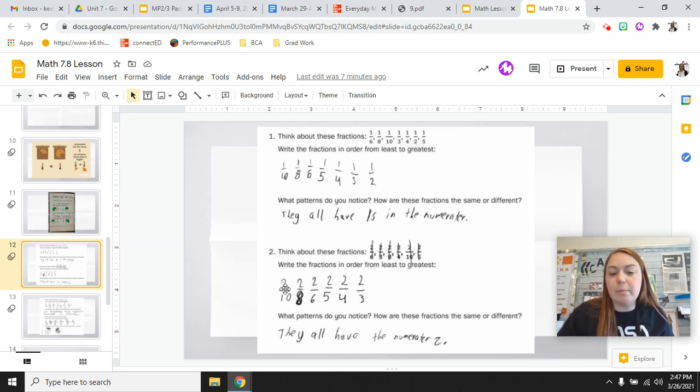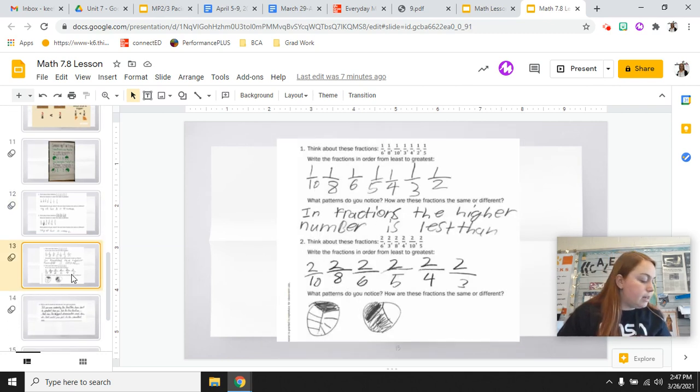Yep, we would agree with this one because if you look here, they are going down again. 10, 8, 6, 5, 4, 3. And it says they all have the numerator 2. Okay, they all have the numerator 2. So we could say that this one was correct. They were able to place them in the order from greatest to least.